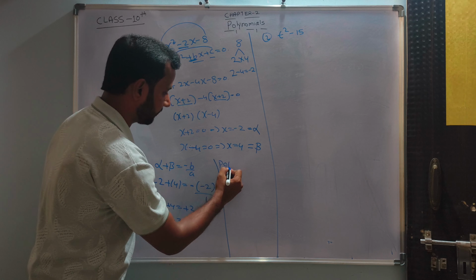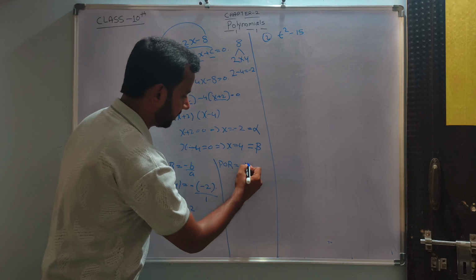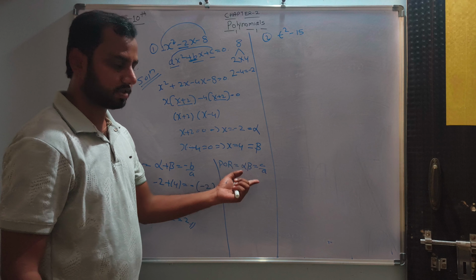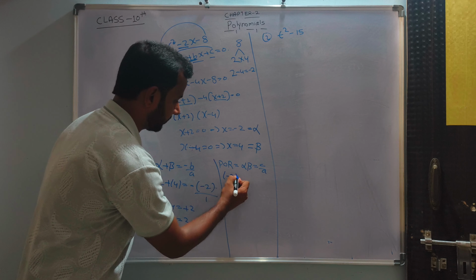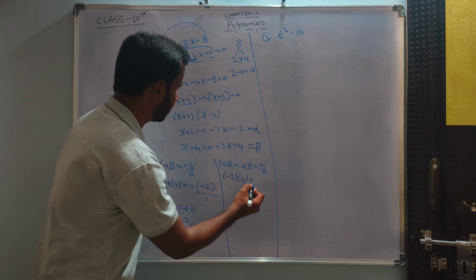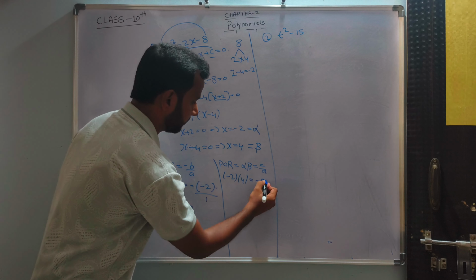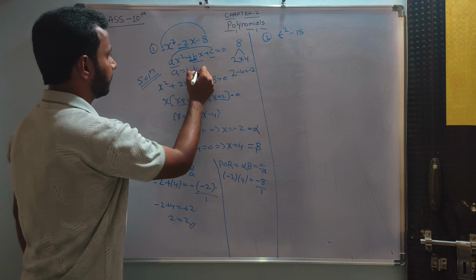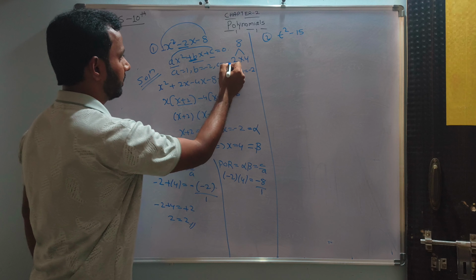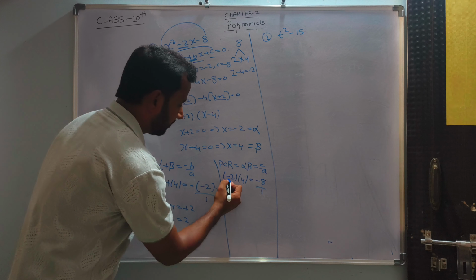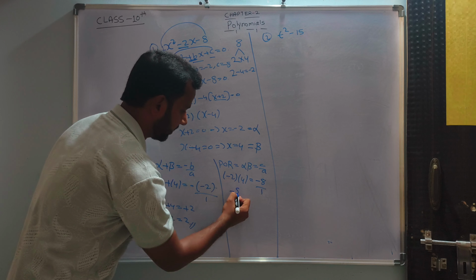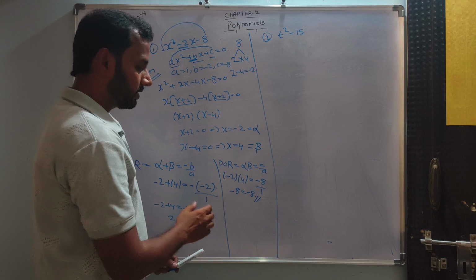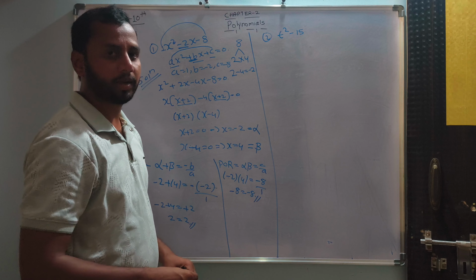Now product of roots equal to alpha into beta equal to c by a. What is alpha here? Minus 2. What is beta? 4, equal to, what is c? c is minus 8. Now what is a here? 1. Here I can write a equal to 1, b equal to minus 2, c equal to minus 8. Then minus 2 into 4 is minus 8, equal to minus 8. Therefore LHS equal to RHS. If you show this LHS equal to RHS, then you will get the 3 marks for the question.